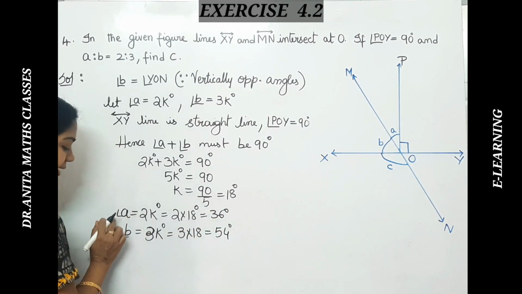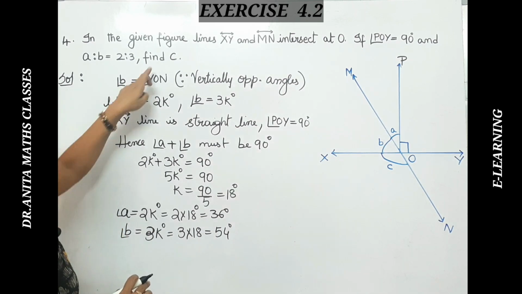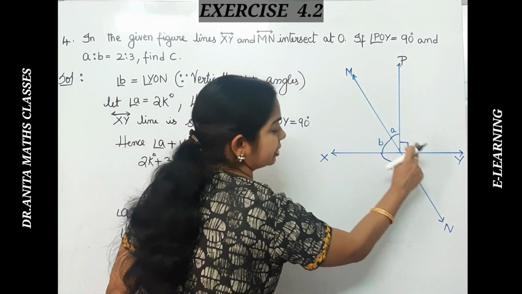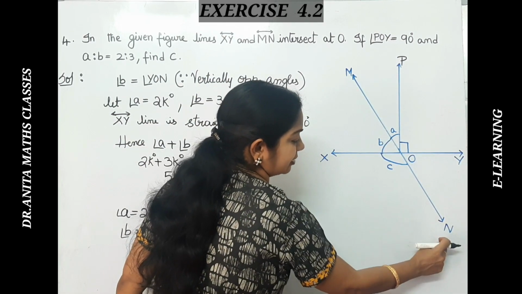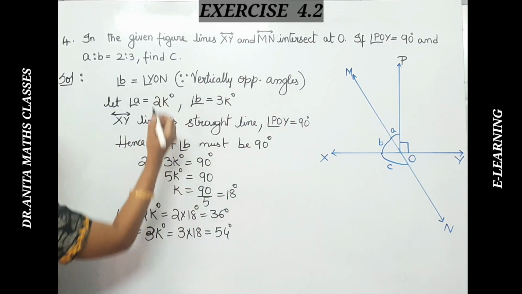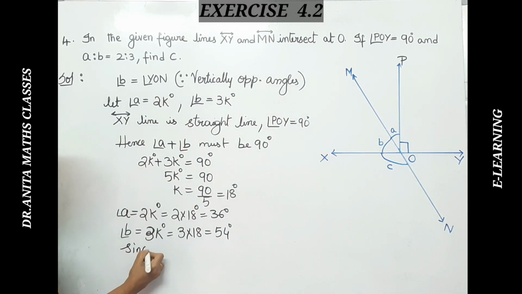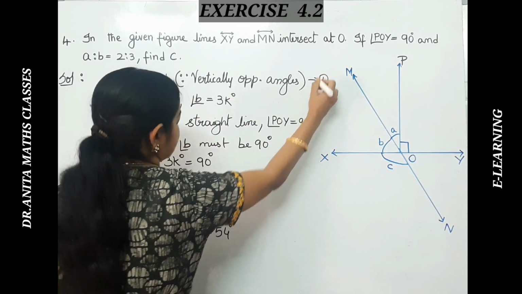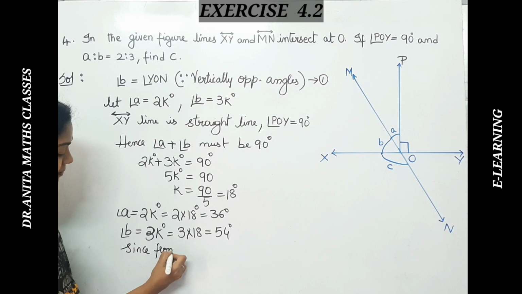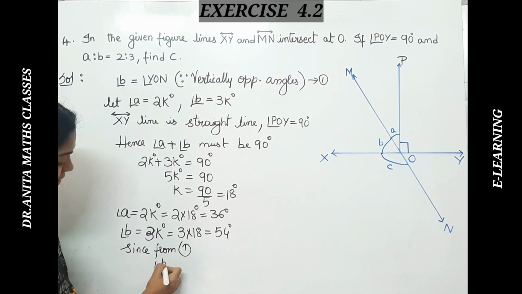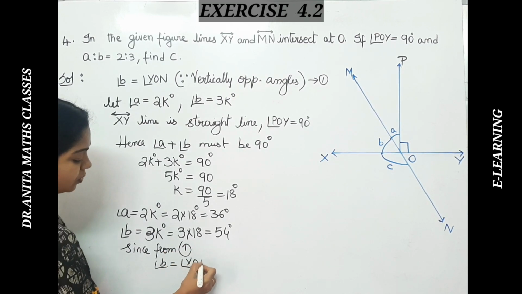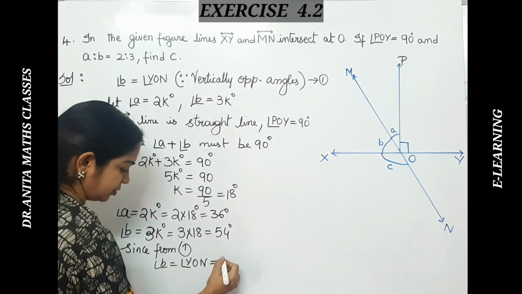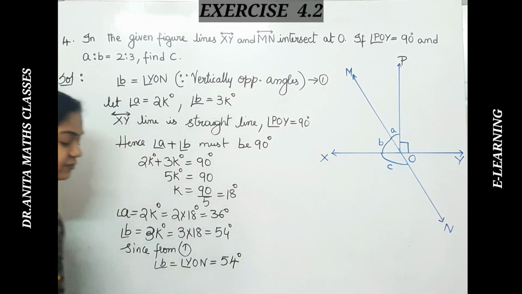So we got angle A and angle B, but we have to find angle C. Now here angle B is vertically opposite to YON. Let me take this as equation 1. Since from 1, angle B equals angle YON. So how much did we get for angle B? 54 degrees. So YON is 54 degrees.